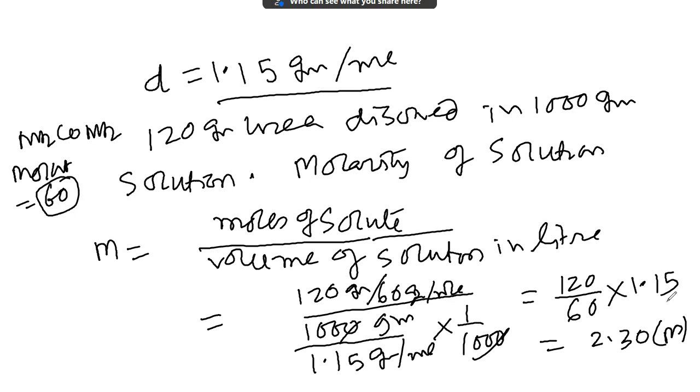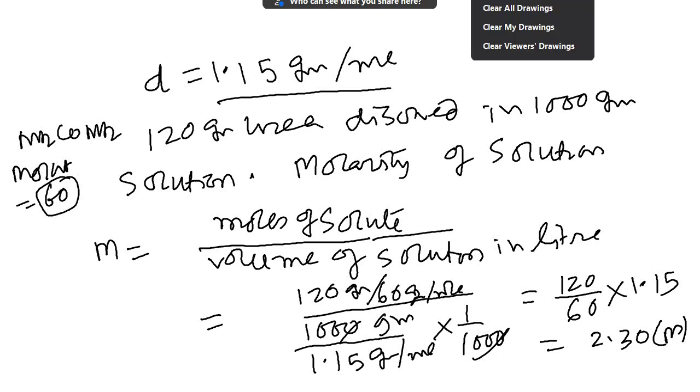Okay, I think we have completed the fourth sum. Let us move to the fifth sum. This is also a very good sum, from redox reactions. Dichromate reacts with ferrous salt. The reaction takes place as follows.